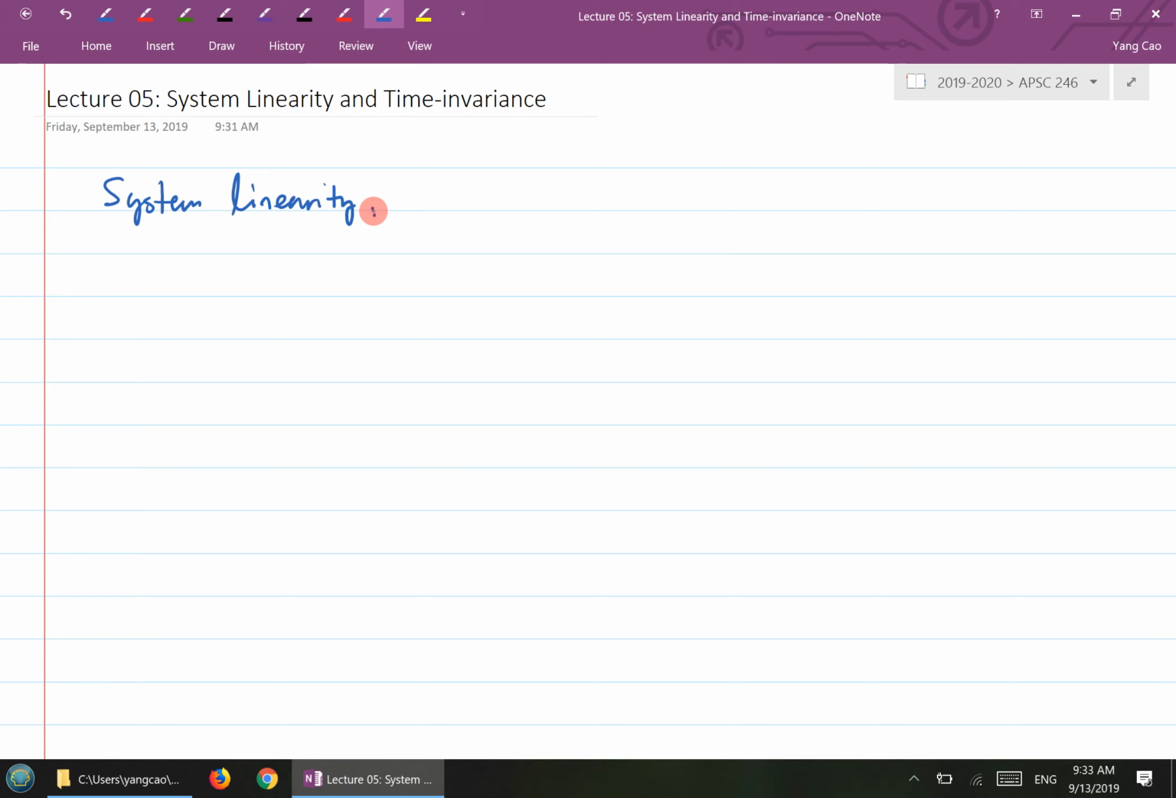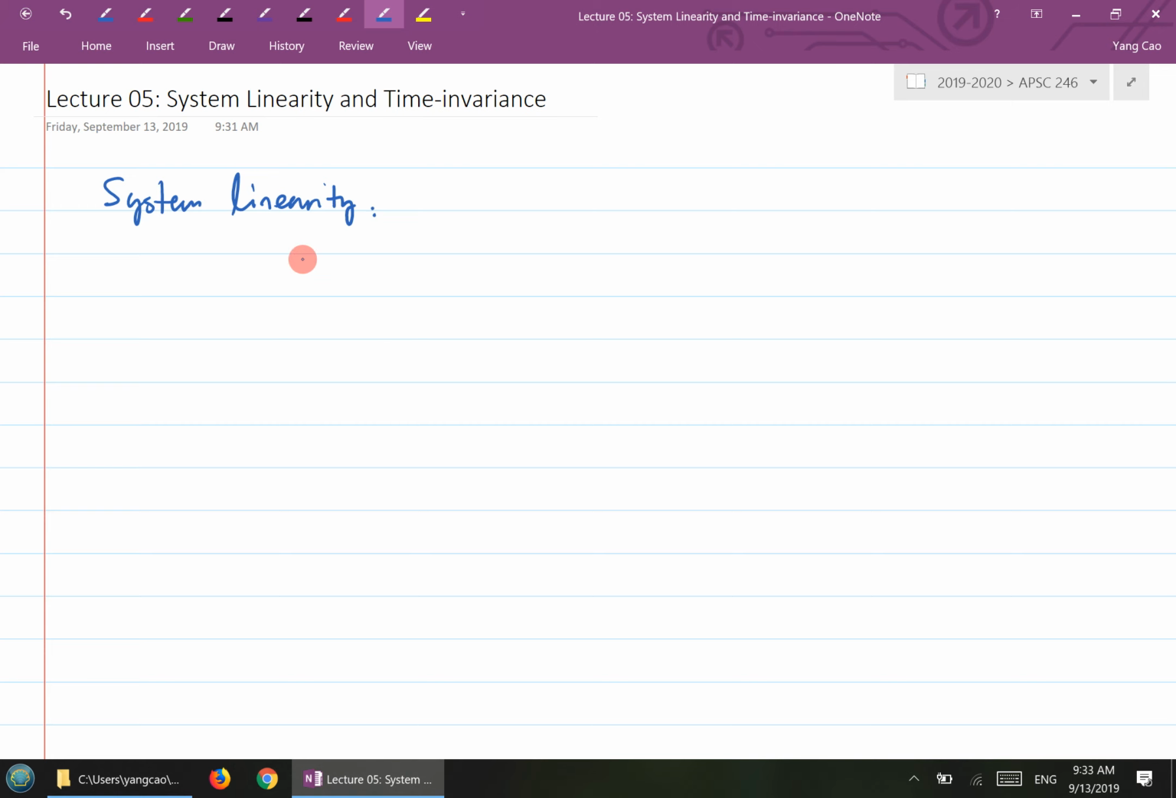Let's continue on the system properties. Okay, so we have started on system linearity. We had an example, but we didn't quite finish. Let's finish that, and maybe go through an example. And then we'll get on to the last system property, which is time-invariant and time-variant systems, TI systems.